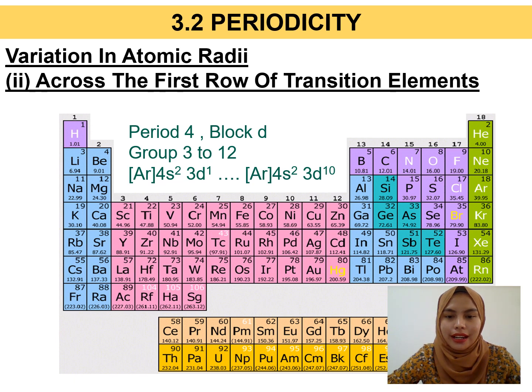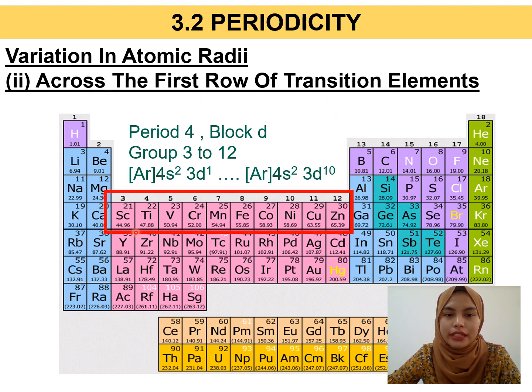Next, let us discuss about the trend of the size of the atom across the first row of transition elements. This is the first row of transition elements berada di period yang keempat, 1, 2, 3, 4. Block D, group pula ialah from group 3 until 12. So, diorang akan ada electronic configuration from Ar 4s2 3d1 until Ar 4s2 3d10.